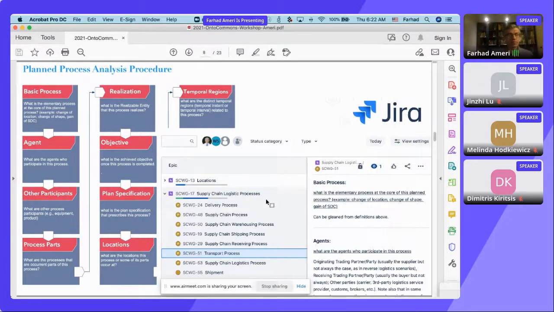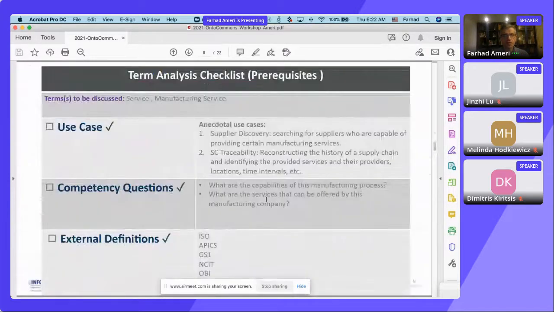For example, what are the primitive processes used in that plant process? What are the agents involved? What are the process parts? Or what are the objectives, plan specification, location? These are the dimensions that we need to look at. And we try to use Jira. Jira is a kind of task or issue tracker under Confluence, and it facilitates the workflow and the analysis process. So that's the tool set we are using in IOF.